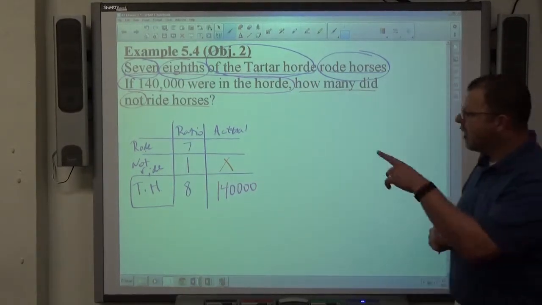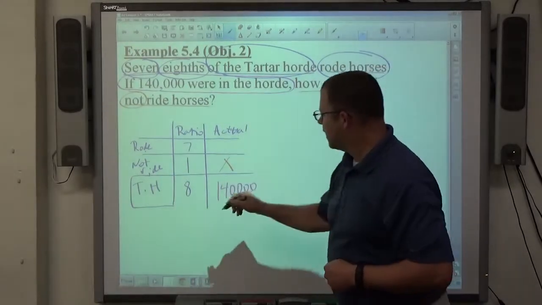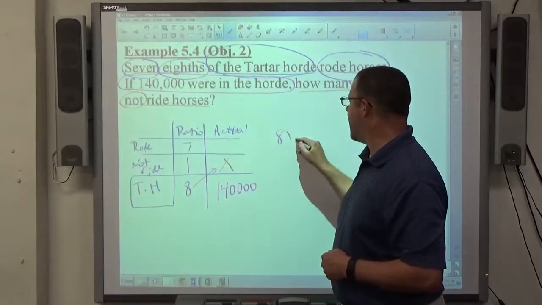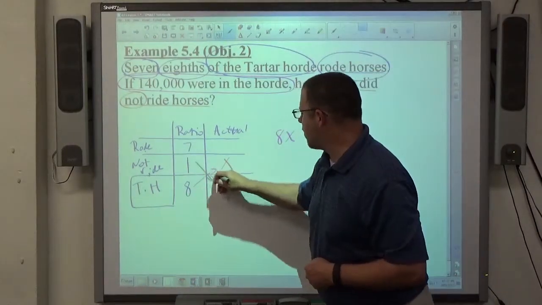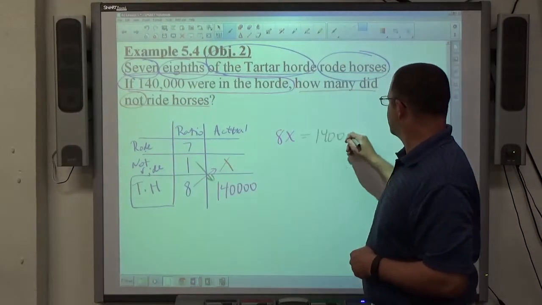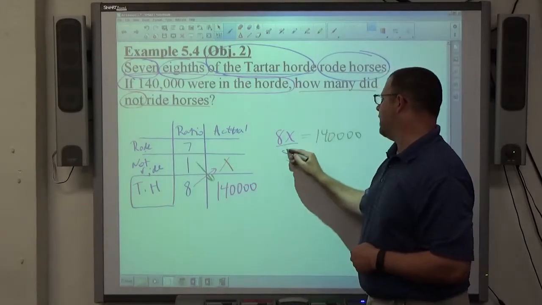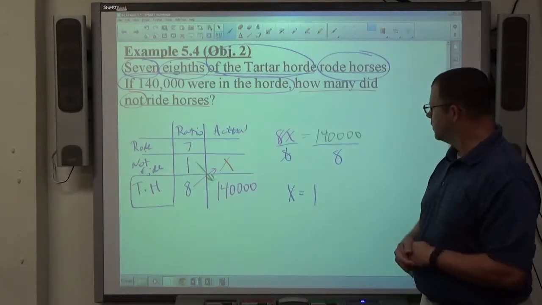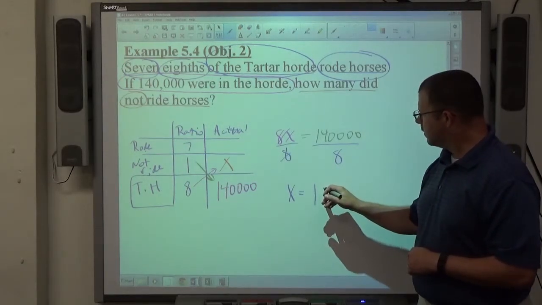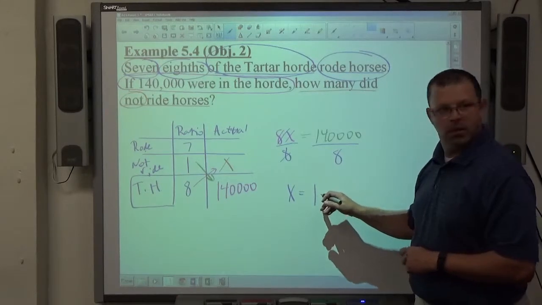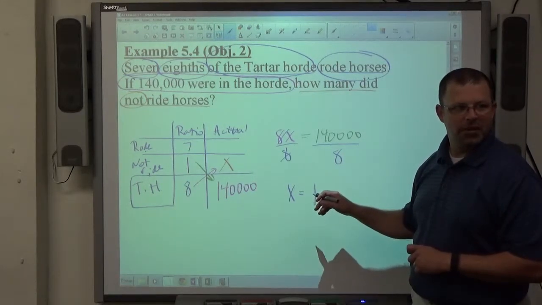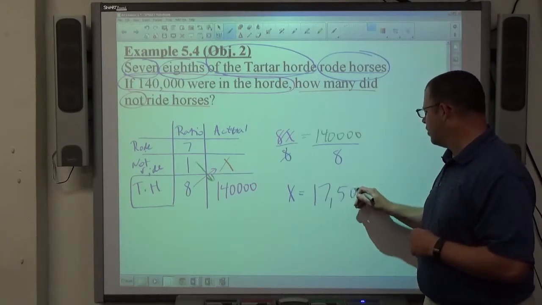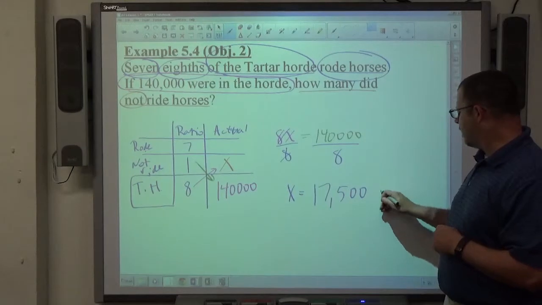All right? And then if I cross multiply, again, it just creates a fraction. 1/8 equals x over 140,000. This product, 8x, equals that product, 140,000. We divide both sides by 8 to get x equals... let's see, it'd be 1,500. Are you just guessing? No. What is it? It is in fact 17,500. 17,500 did not ride horses.